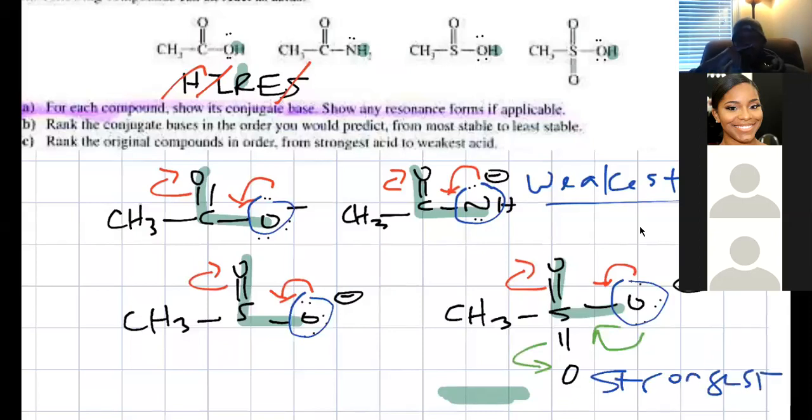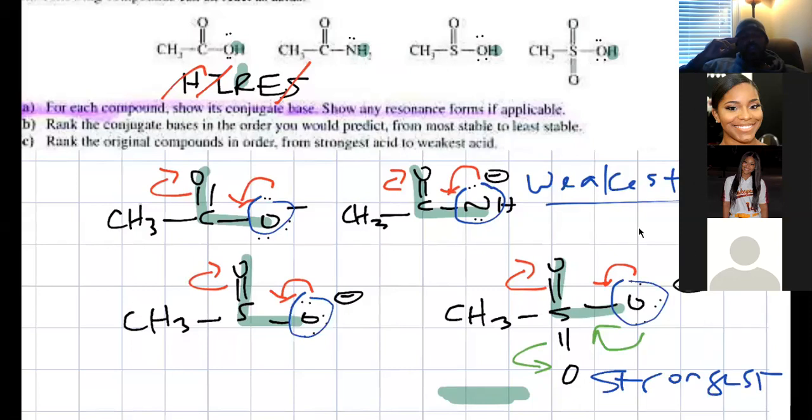And then now let's think about the other 2 acids. All right, so we know what our weakest is, we know what our strongest is. Now let's think about the other 2 acids. What's the difference between those? One has a sulfur and one has a carbon, right?